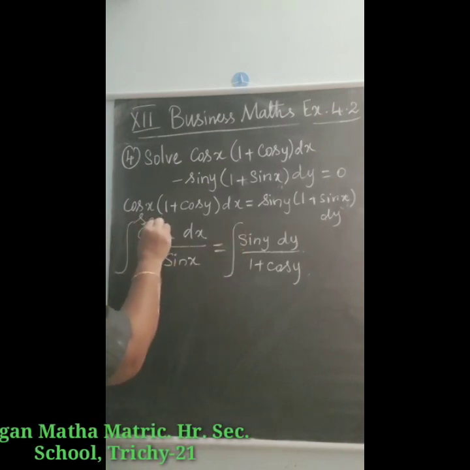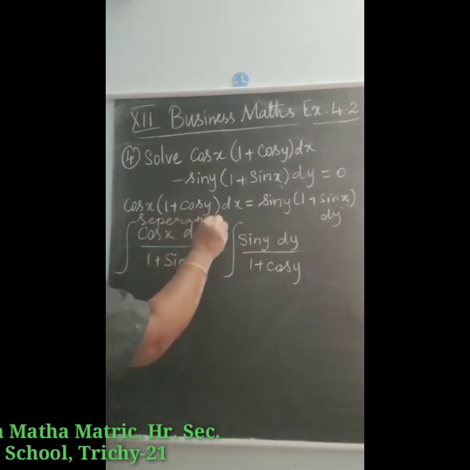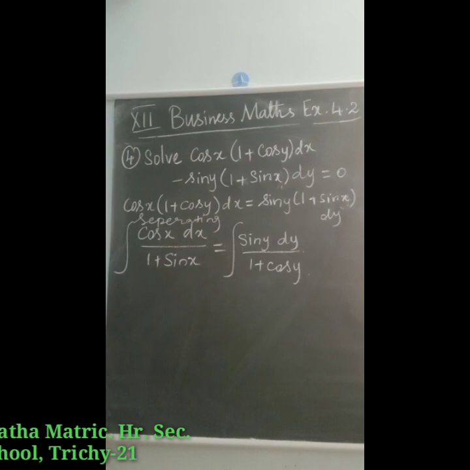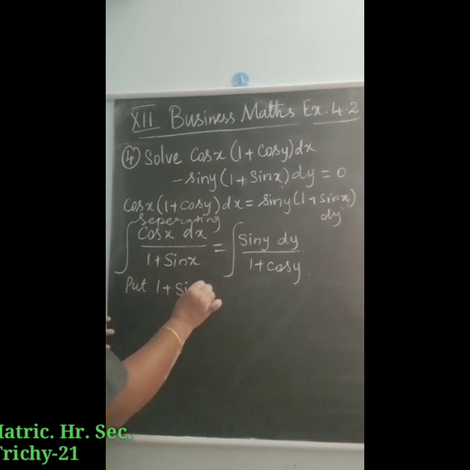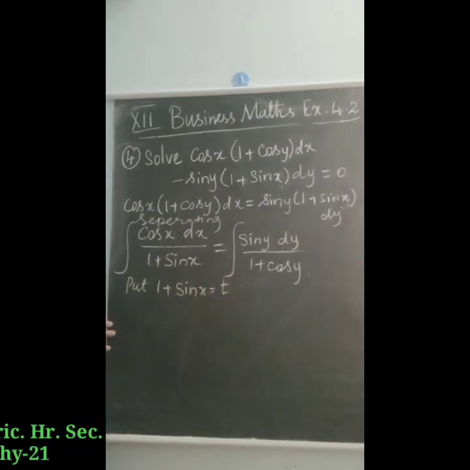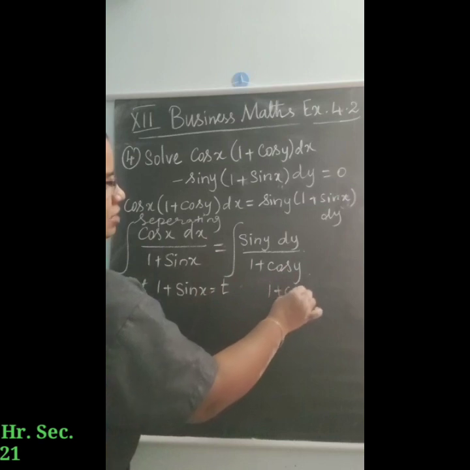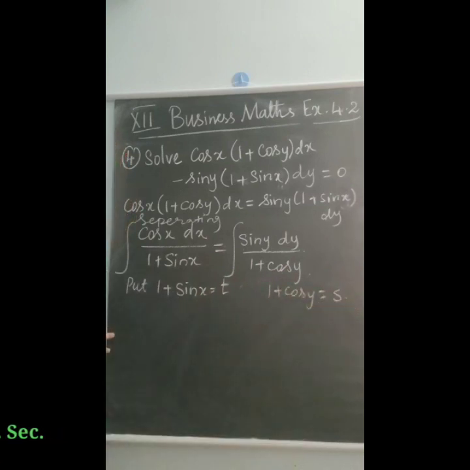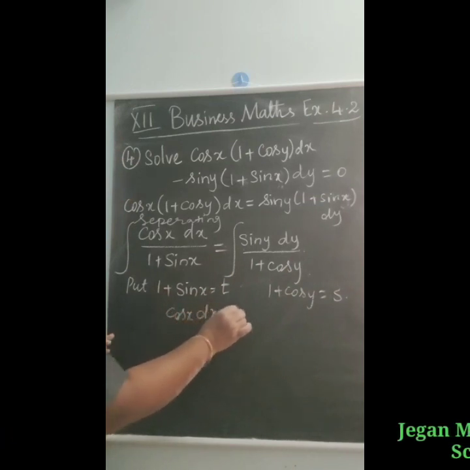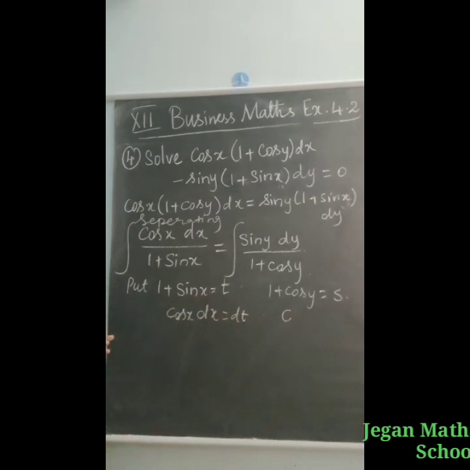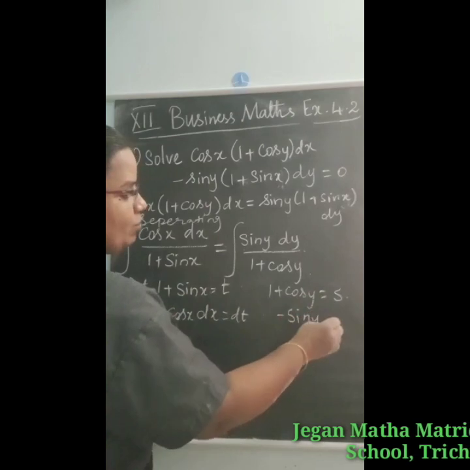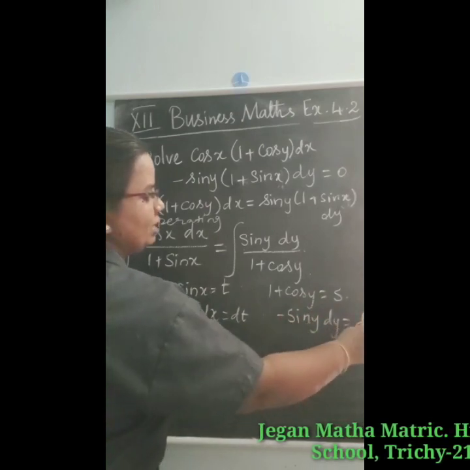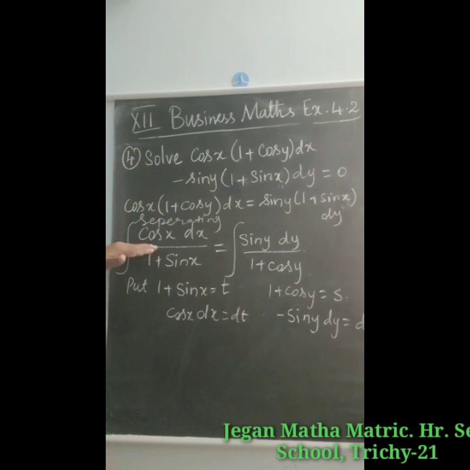After separating the variables, we have to integrate this term. So put 1 plus sin x equal to t, and here also put 1 plus cos y equal to s. Here cos x dx is equal to dt, and here, differentiating cos y, minus sin y dy is equal to ds. So you have to substitute here.